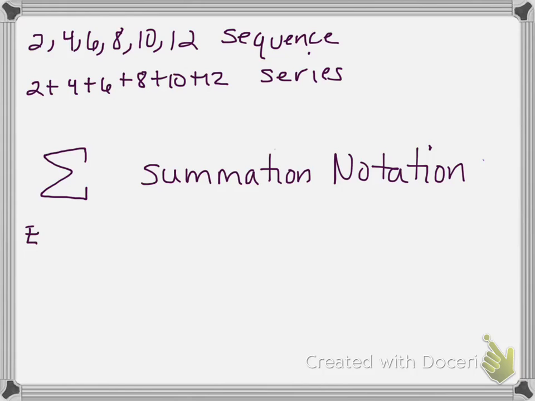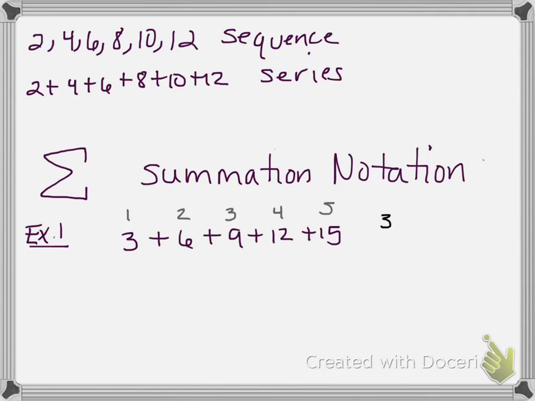Now, here goes your first example. Let's say you are given 3 plus 6 plus 9 plus 12 and plus 15. First thing we need to do is label our terms. We're starting off with what term number? 1, 2, 3, 4, and 5.